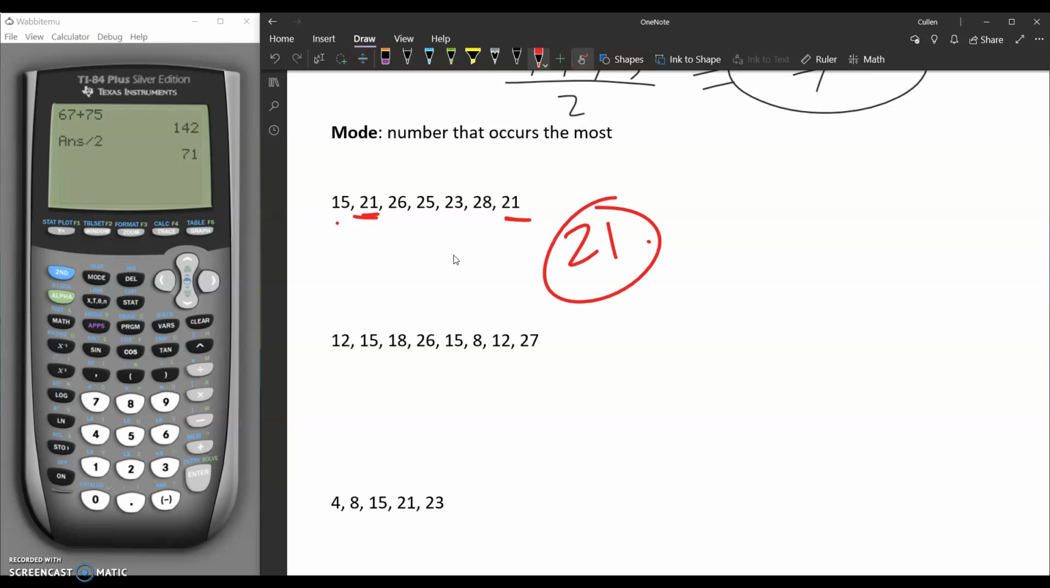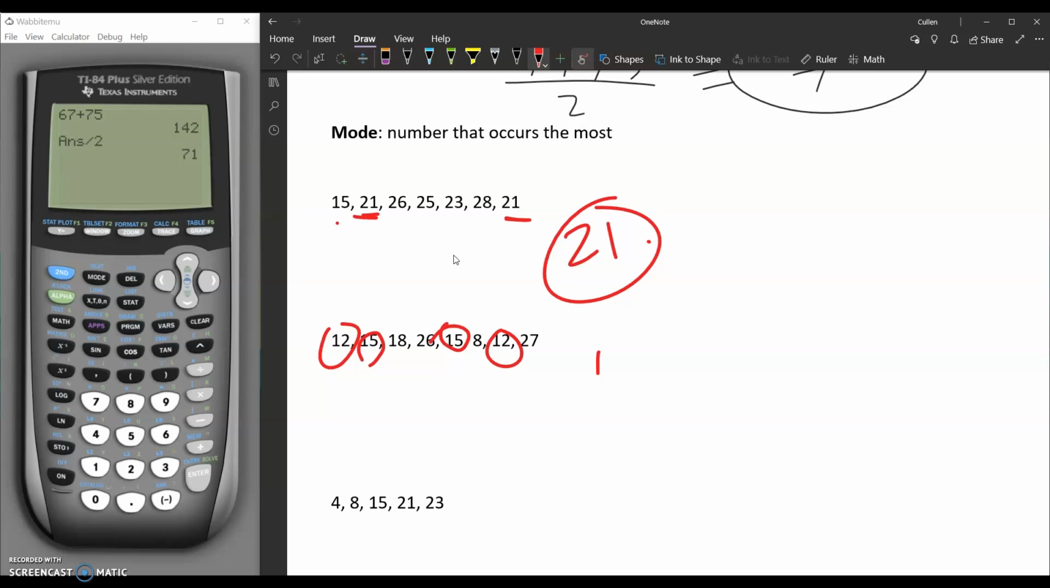There's really 3 possibilities that you can run into when you're looking at the mode. You can have a set of data that has more than one mode, or you can have a set of data that has no mode. There's no number that occurs twice, and that happens sometimes. Let's look at the second set of data, and we'll see one of those things. Let's see, we've got a 15 and a 15 that I see. And we also have a 12 and a 12.